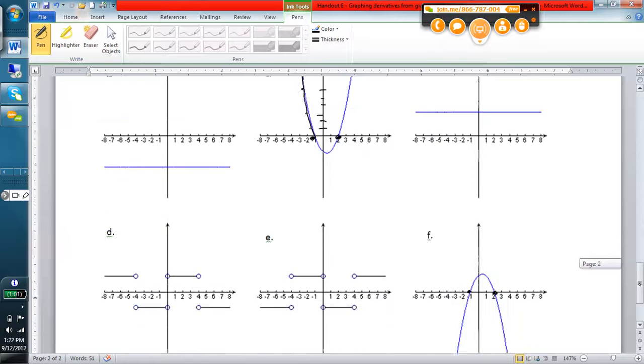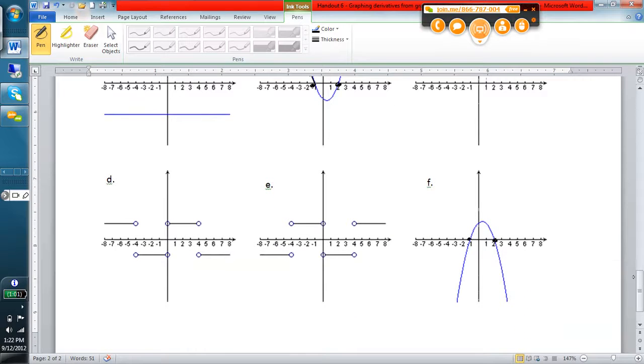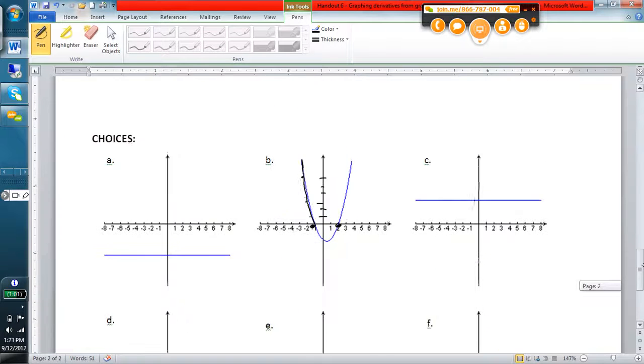F doesn't look too good because these are negative numbers for the derivative. Remember, this is graphing F prime, or whatever the derivative is. This is negative numbers for the derivative: -5, -3, -2. Okay. So it doesn't look like F is B.